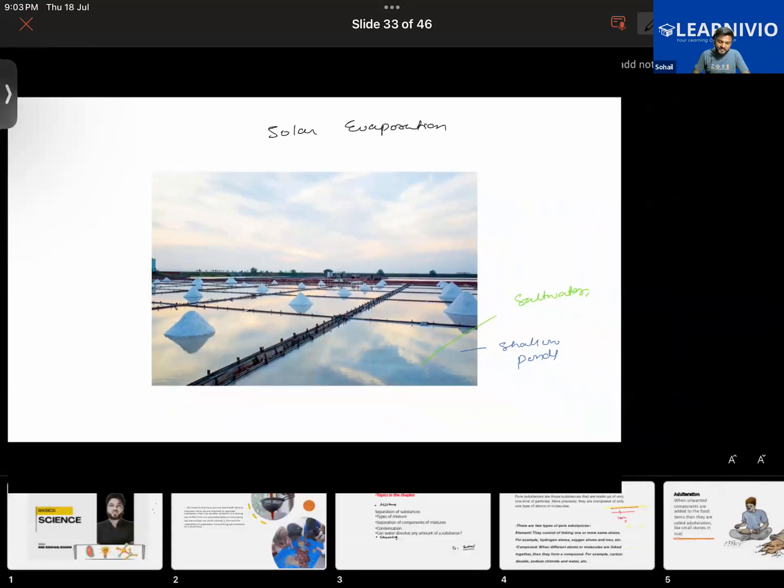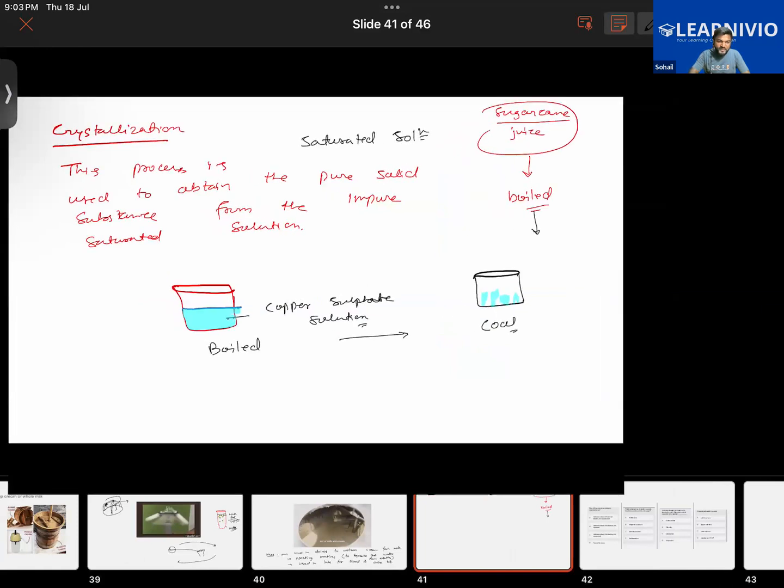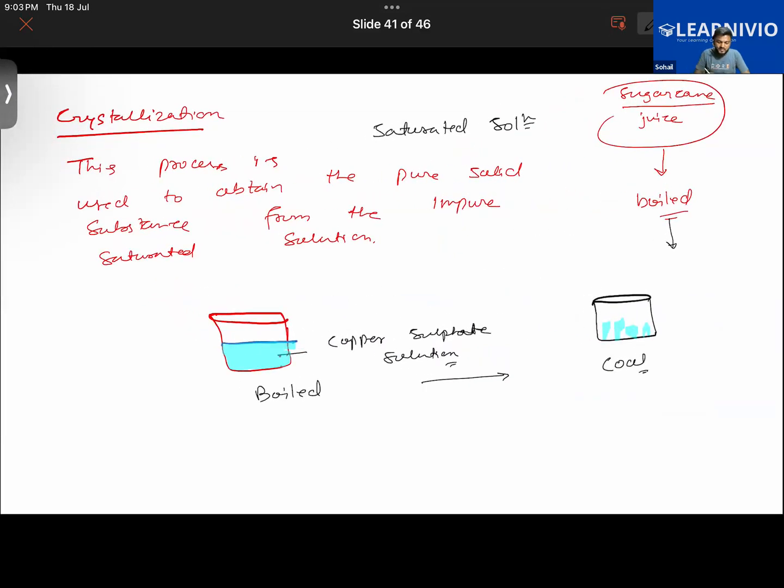Another example I gave you is the separation of copper sulfate from the impure sample. You have this copper sulfate solution which is impure. Once you boiled it and allowed it to cool down, you had this sample of pure copper sulfate. That is another application of crystallization. Furthermore, you can obtain crystals of alum from an impure sample also.